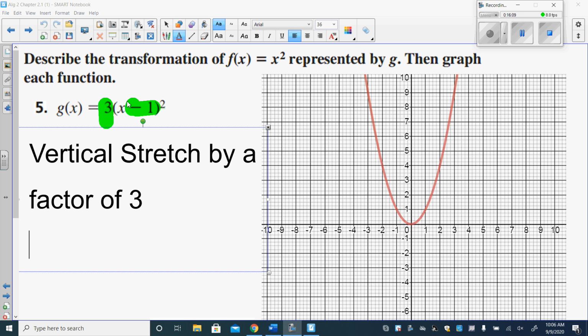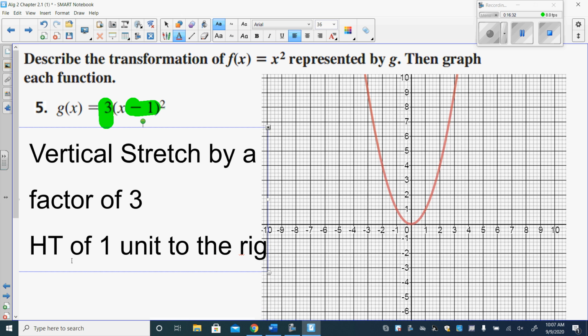Now we have the -1 inside. If we have something added or subtracted inside of the parentheses, we're talking about a horizontal translation of 1 unit. Now again, since it's minus, we might be tempted to say it's to the left, but no, it's going to the right, 1 unit to the right. And that's it. That's all we have to do for this here.